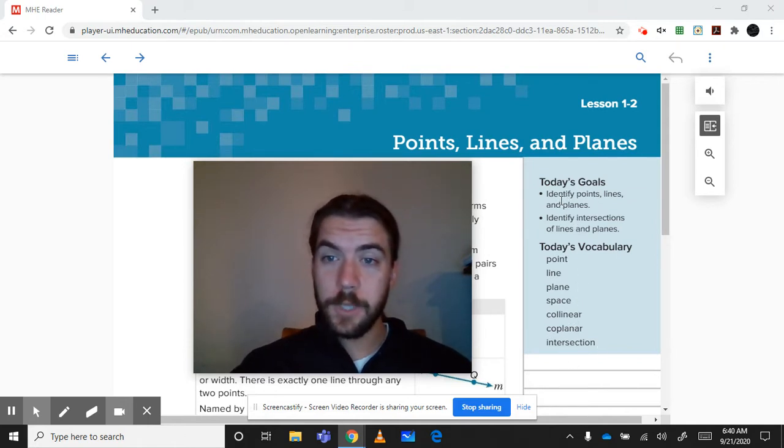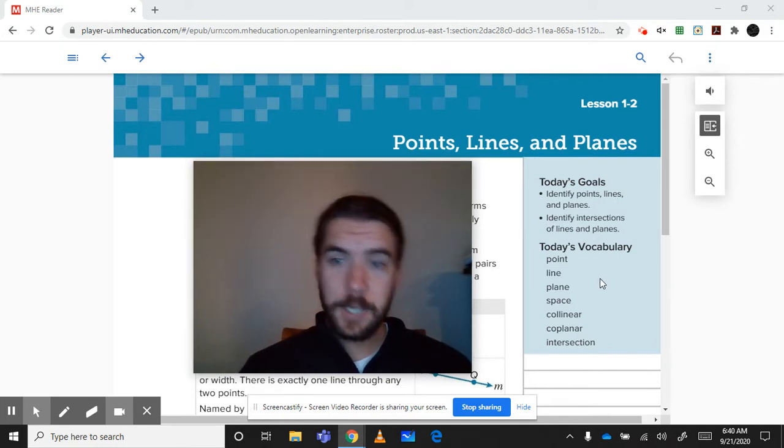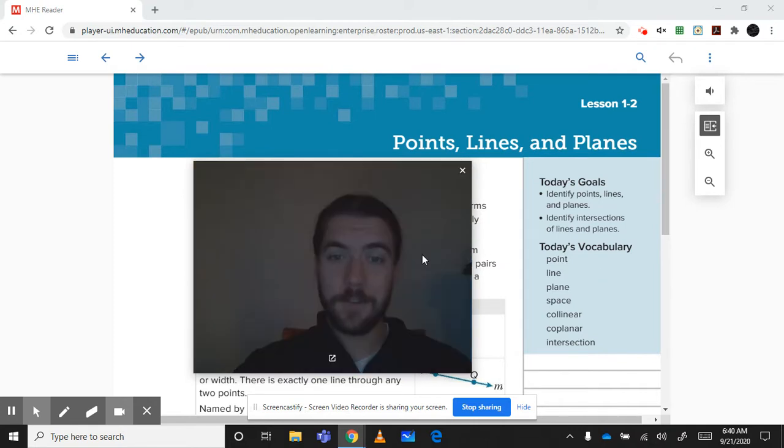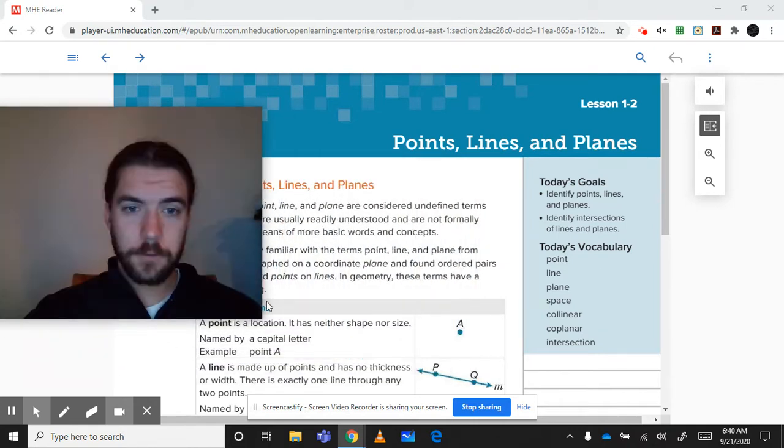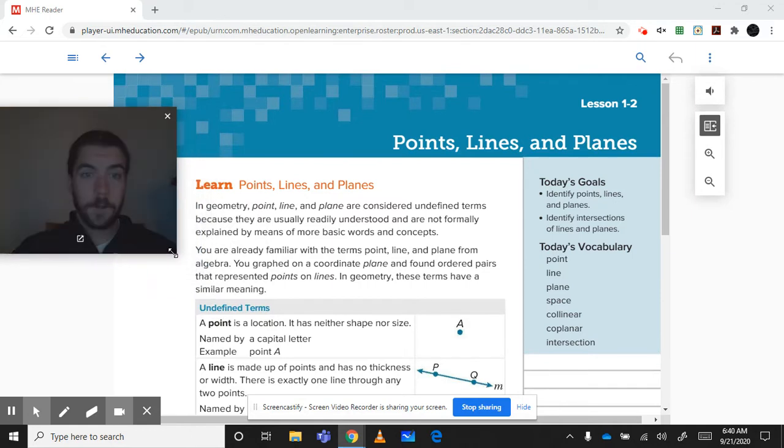Our goals today are to be able to identify points, lines, and planes, so to identify those types of geometric shapes and what they're represented by. We also want to be able to identify the intersection of lines and planes. So we want to be able to say, what does it look like when two lines intersect? And what does it look like when two planes intersect? Okay, so let's get started from the beginning here.